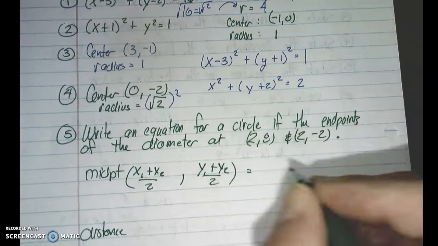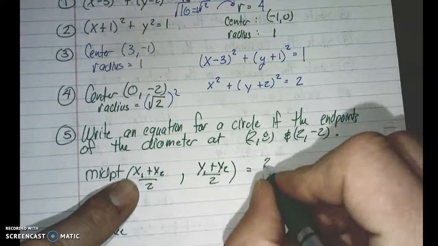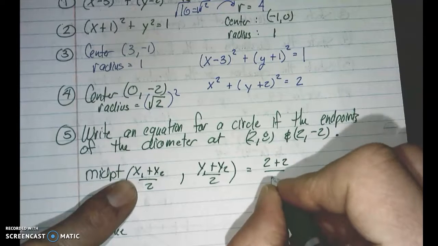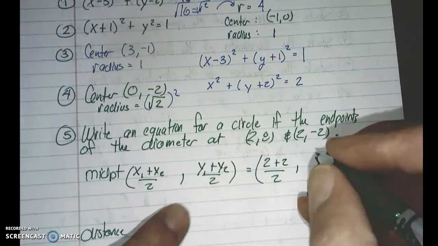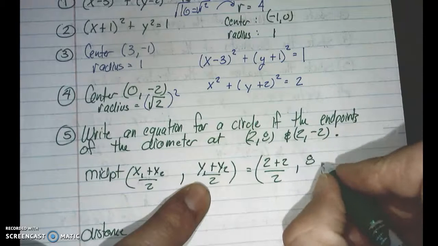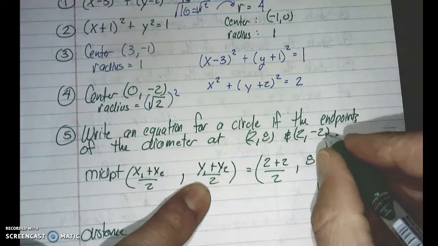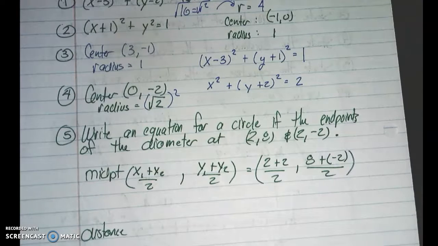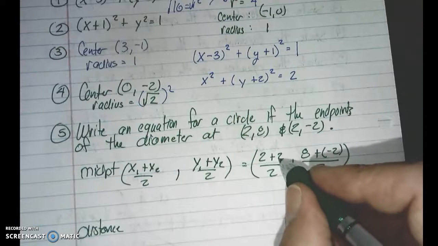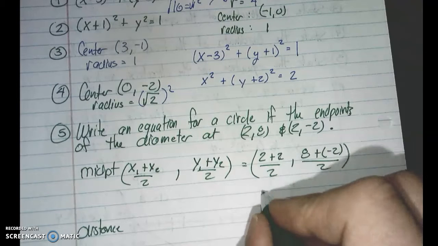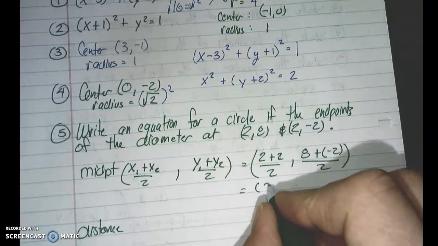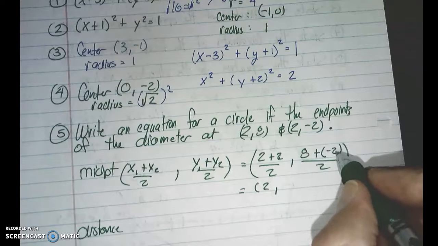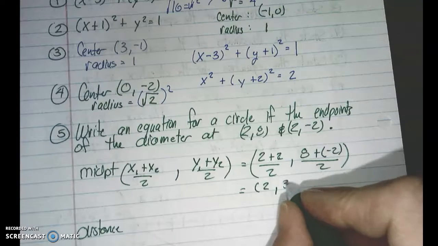All right, so the midpoint says to take x1 plus x2 divided by 2, and then y1 plus y2 divided by 2. So x1 is 2, x2 is 2. I'm going to divide that by 2. y1 is 8 plus y2, which is -2. I'm going to divide that by 2. So 2 plus 2 is 4. 4 divided by 2 is 2. Okay. 8 plus -2 is 6. 6 divided by 2 is 3.